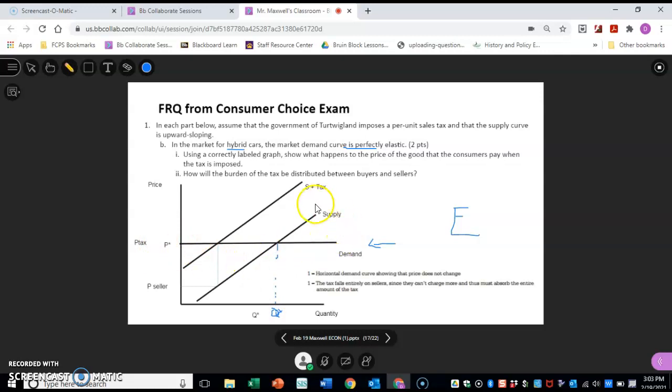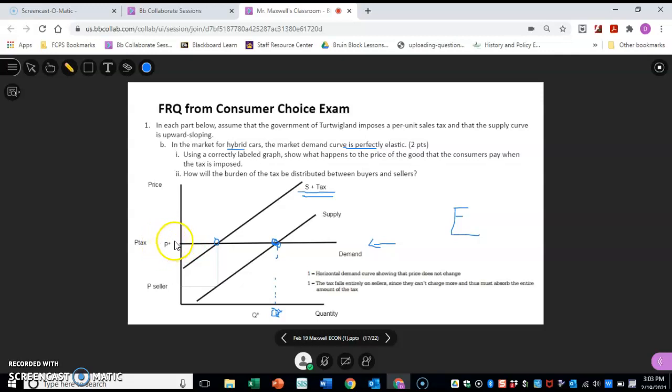Now, what happens when there's a tax? Well, the tax supply curve shifts to the left. And we label that S plus tax. Not just S2, but S plus tax. If you did S2 plus tax, I'd be okay with that. So now the supply plus tax curve hits the demand curve here, where the supply curve already hit the demand curve at that same price.